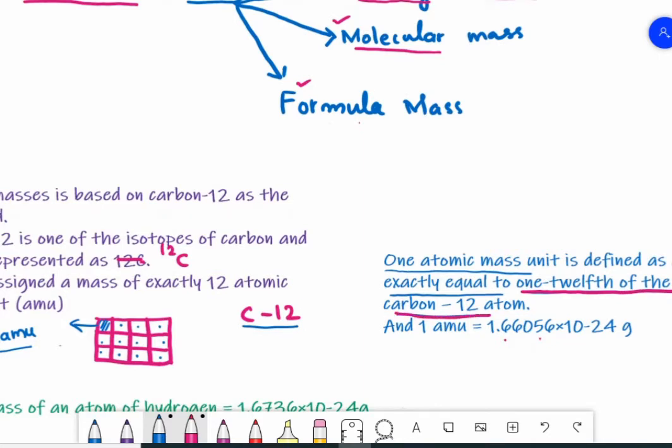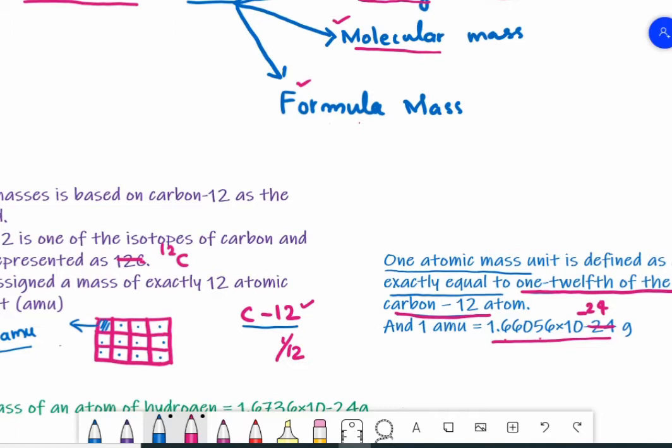So we have the carbon 12 atom, and we'll be taking 1/12th of the carbon 12 atom. So that one unit is called one atomic mass unit. Okay, and its value is nearly 1.66056 into 10 to the power of minus 24 gram. Okay, so that is the value of one atomic mass unit. Fine. Now, how do we express the mass of hydrogen atom in terms of atomic mass unit?